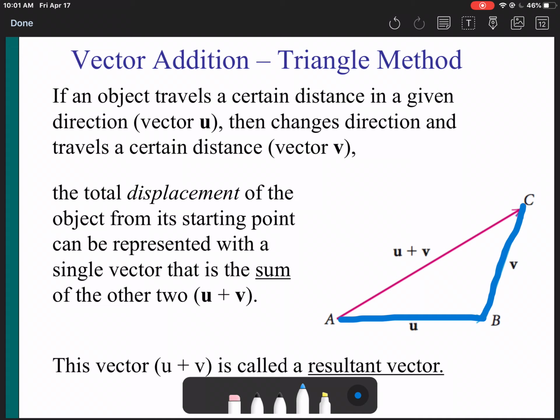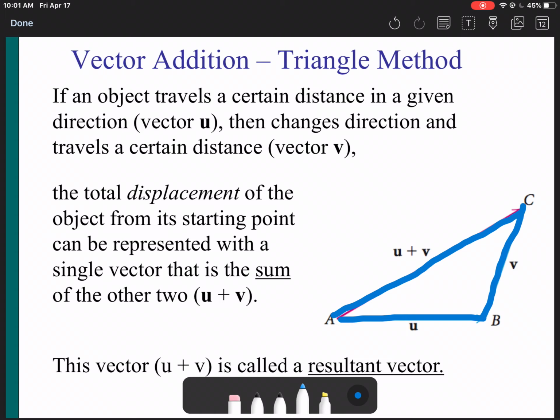When my object ends up at point C, I can look at this vector from A to C, or we could call that vector AC, as what we call the resultant vector. And that one vector represents the net result of the application of both vectors u and v. So we refer to it as the sum of vectors u and v. Right? So we have a total displacement, which would be the magnitude of vector u plus v. We call it again the resultant vector.